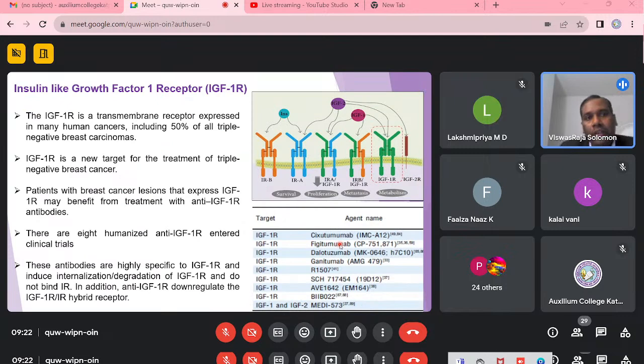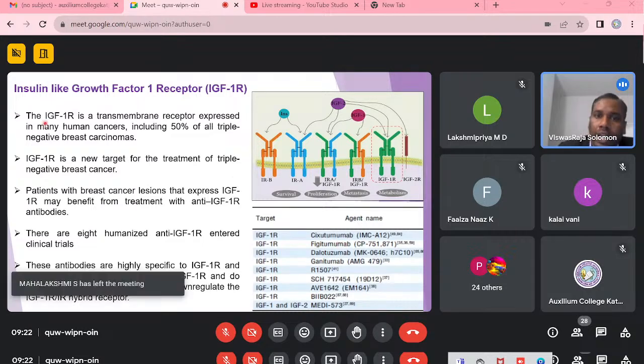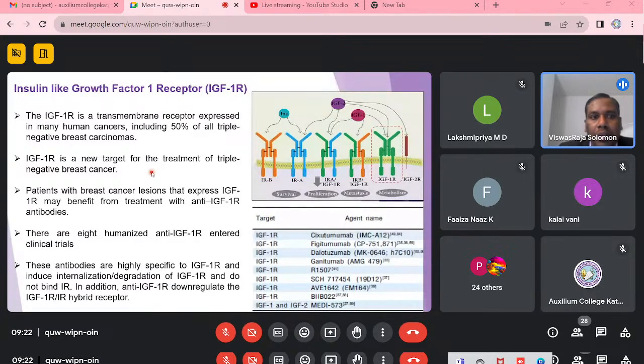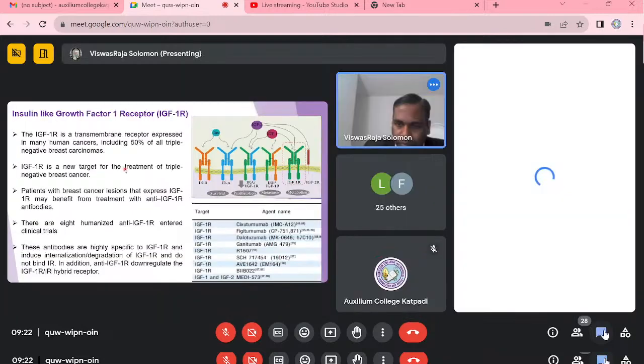For these studies, we decided to work with the insulin-like growth factor 1 receptor, called IGF-1R. This is a transmembrane receptor. It's expressed in many human cancers, including 50% of triple negative breast carcinoma. IGF-1R is a new target for the treatment of triple negative breast cancer. If a patient expresses IGF-1R and you treat with an anti-IGF-1R antibody, they may benefit from this antibody.